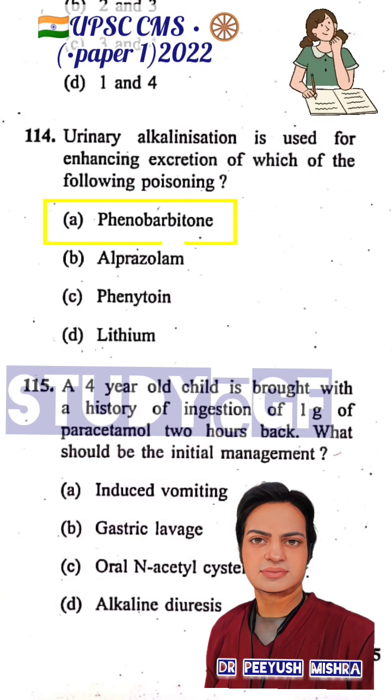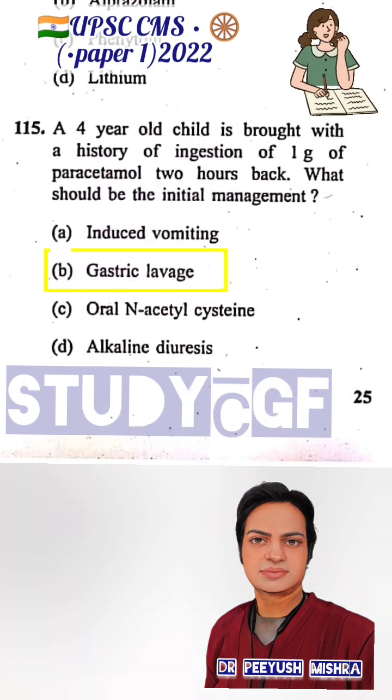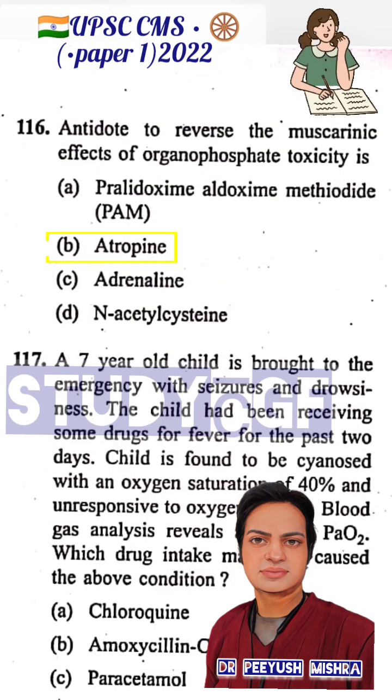Urinary alkalization is used for enhancing excretion of which of the following poisoning? Phenobarbital poisoning. A 4-year-old child is brought with a history of ingestion of 1 gram of paracetamol 2 hours back. What should be the initial management? Gastric lavage. Antidote to reverse the muscarinic effect of organophosphate toxicity is atropine.